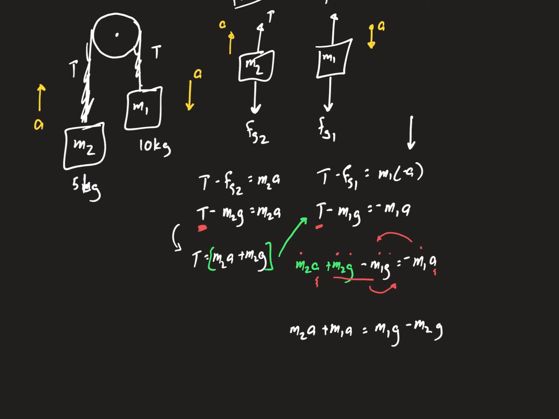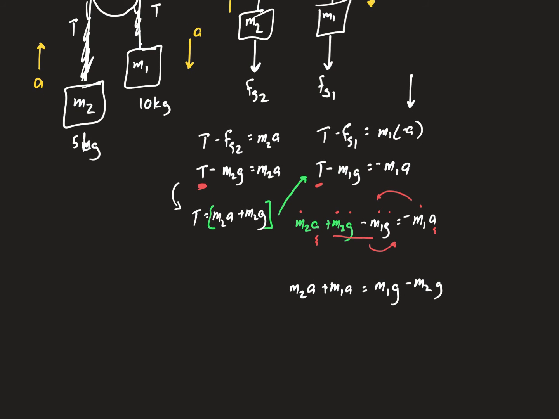From there, I can plug stuff in. M2, remember, was 5 kilograms, so this would be 5 times A plus M1, which was 10, times A, equals M1, that's 10, times 9.8 minus M2, which is 5, times 9.8. So a little bit of math here: 15A equals 10 times 9.8 minus 5 times 9.8, which gives me about 49 over here. So acceleration is about 3.27 meters per second squared.